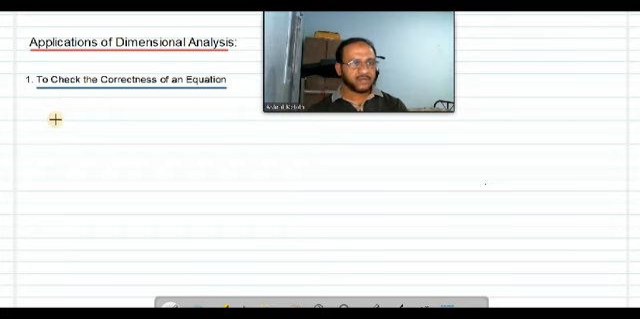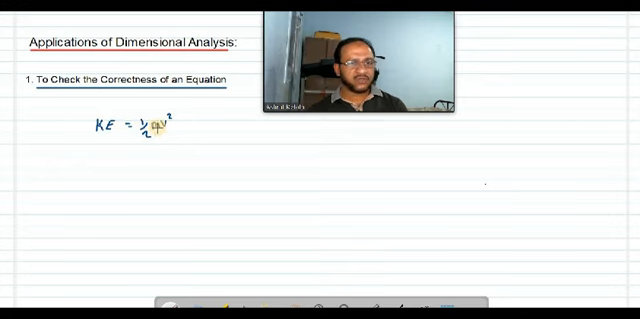The first application of dimensional analysis is to check the correctness of an equation. Suppose you are deriving a new equation, and you want to know physically whether it is correct or not. You can use the help of dimensional analysis. For example, suppose you derived an equation, kinetic energy is equal to half mv square. This equation will be correct if the dimension of both the sides is the same.